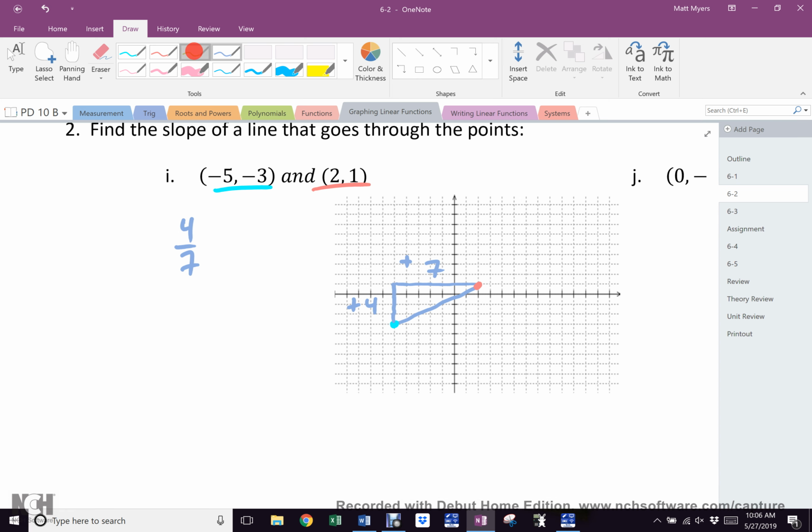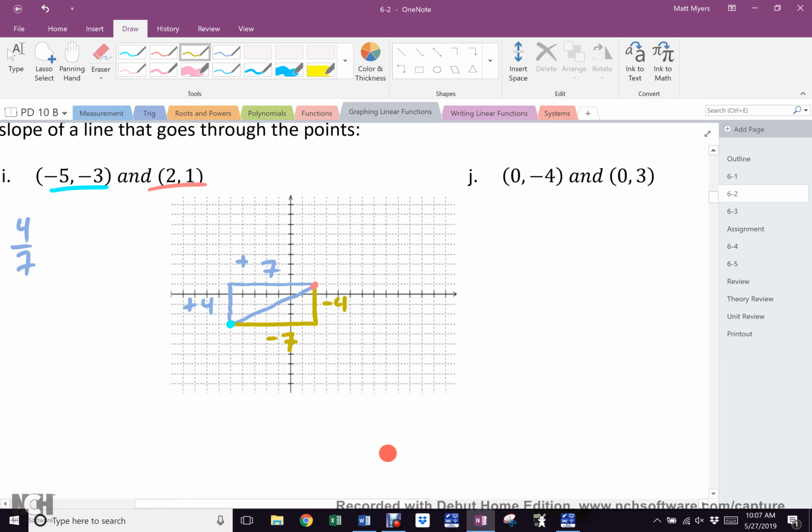Yes? If you have the points and you have a graph, all you have to do is count the triangle. Could you have done this side? Yes, and then it would have been -4 over -7. -4 divided by -7 is +4/7. Everybody understands that, correct? Easy peasy lemon squeezy. When you have a graph, you can count.